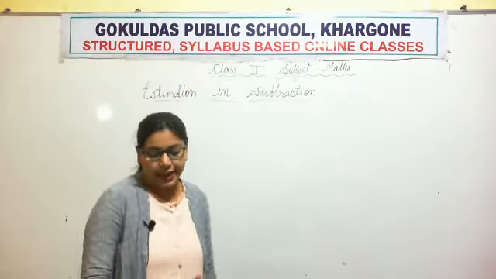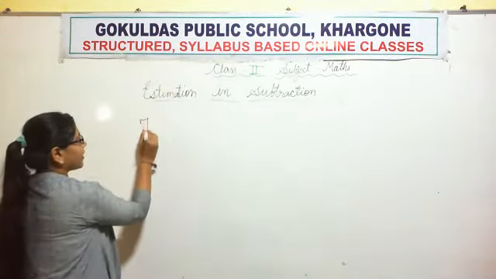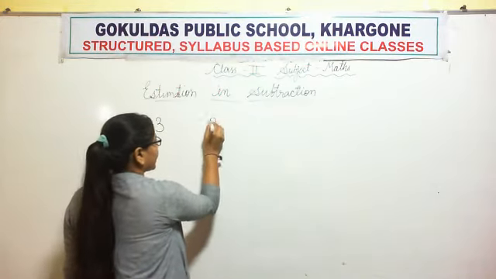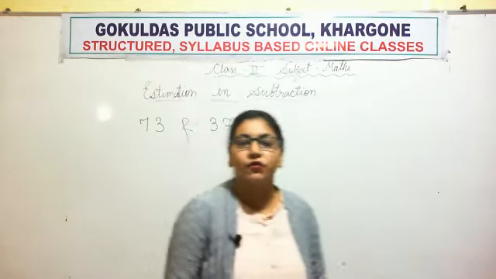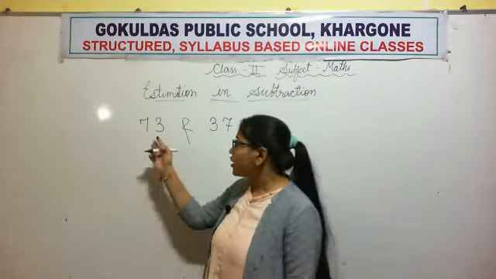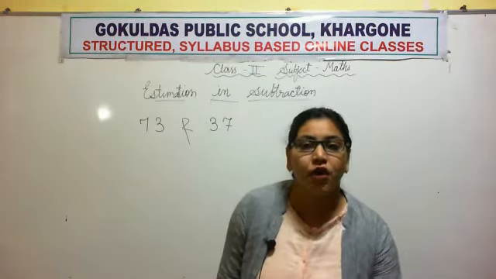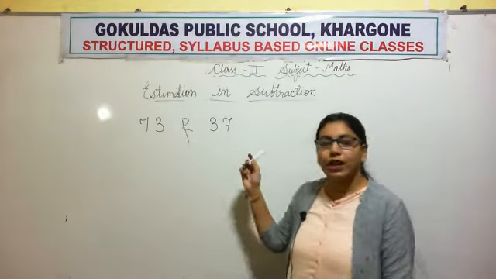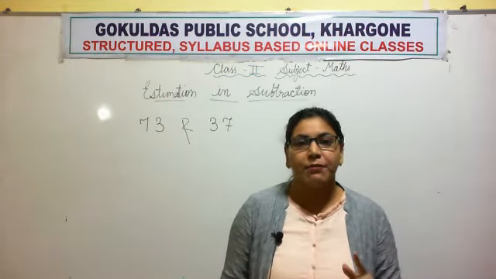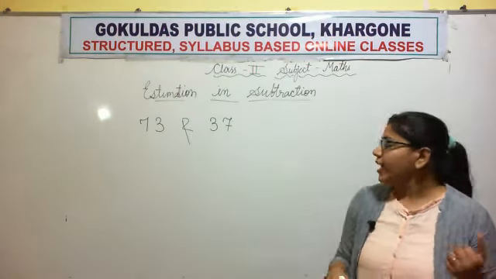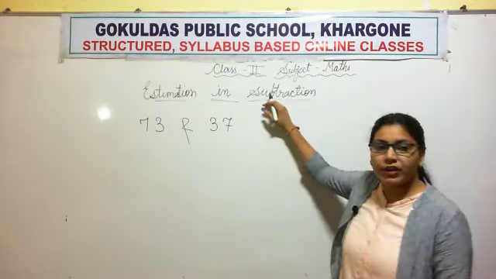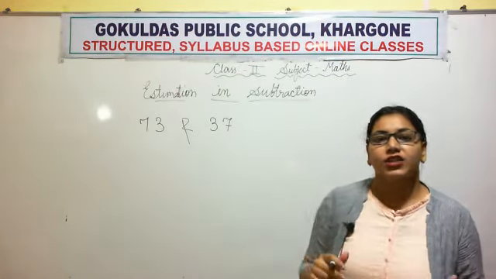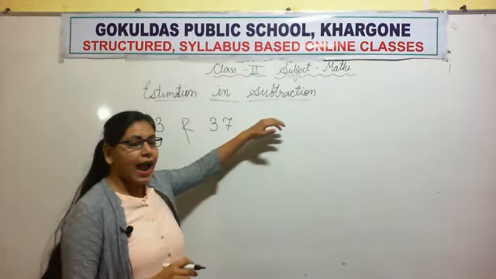See, two numbers are there, 73 and 37. First of all, we will round off these two numbers. Then the rounding off process will be the same as what we had done in our last chapter. The only difference is that here we will do subtraction. In the last chapter we had done addition.